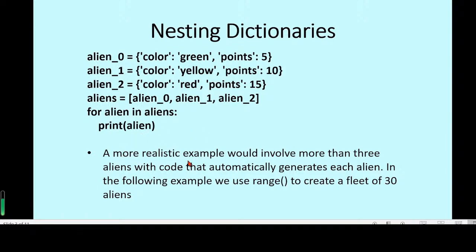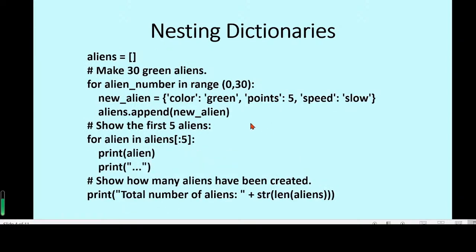A more realistic example will involve more than 3 aliens, with code that automatically generates each alien. So in the following example, we can also use range to create a fleet of 30 aliens. So we can start with an empty list. Next, use a for loop in the range from 0 to 30.